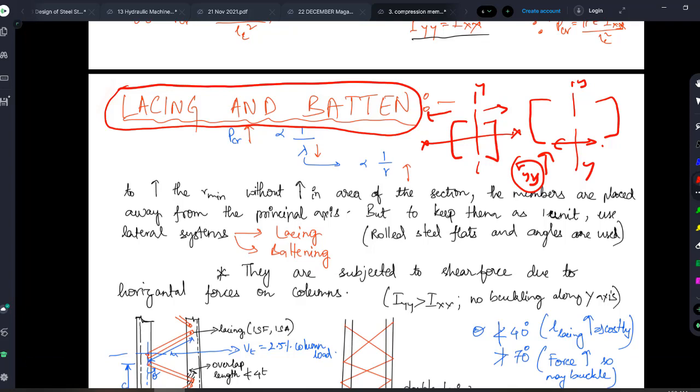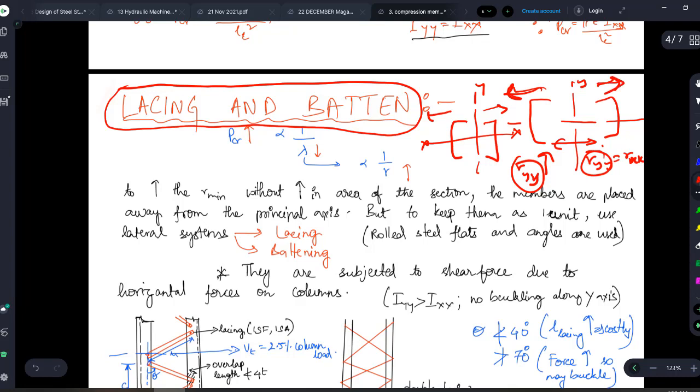But if you keep on increasing, what will happen? There will be a point you will be reaching where RYY is equal to RXX, right? If after this you are still moving them apart beyond this point, then what will happen? Now your minimum value will become RXX, which is not going to change. So even if you are moving apart, there won't be any change in your load carrying capacity, right?